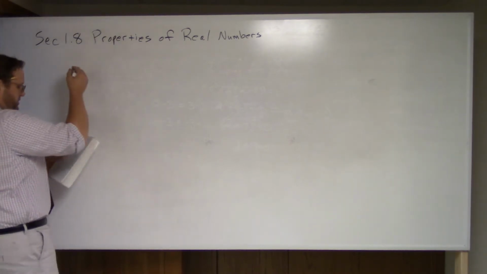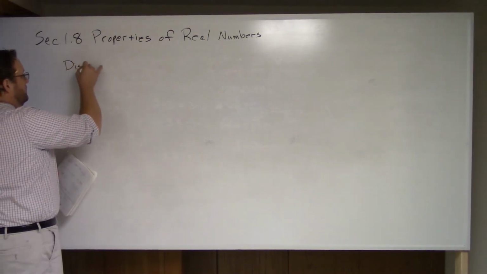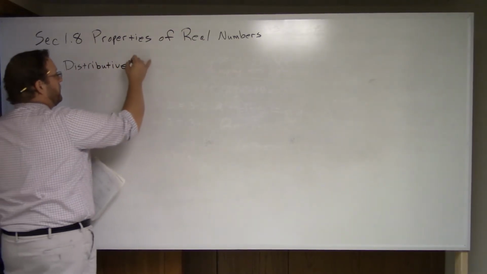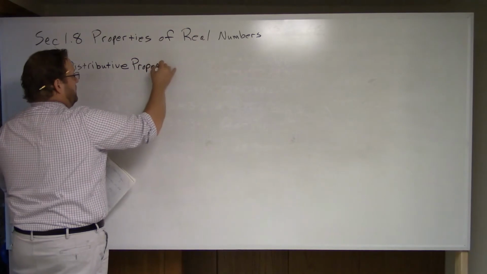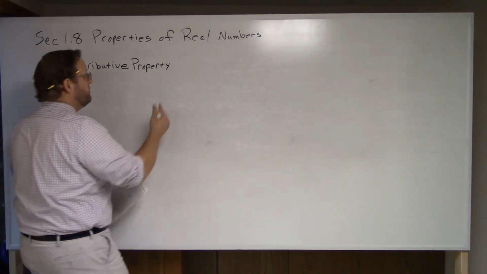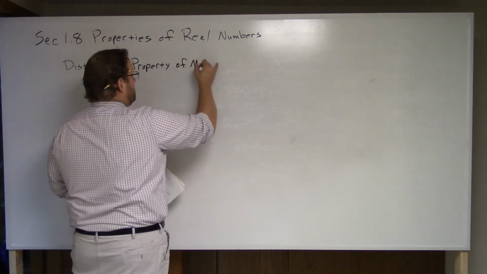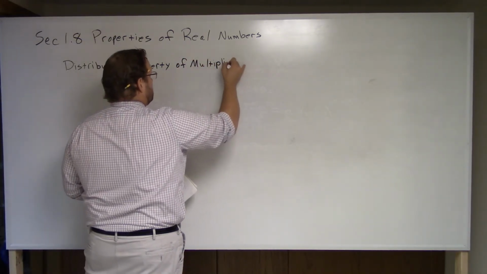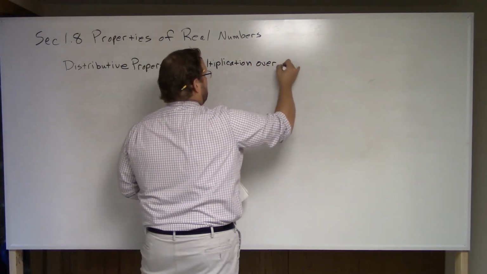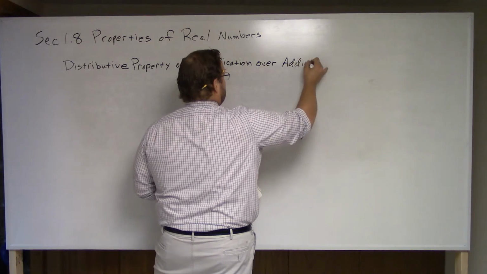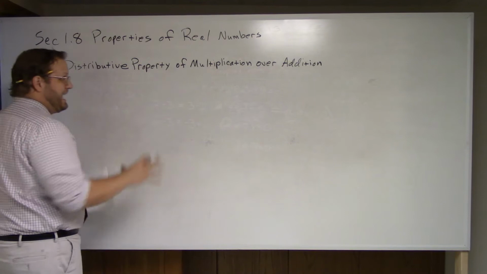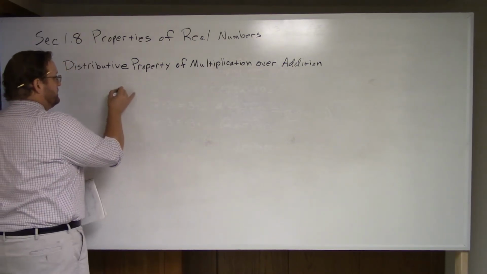Okay, this next one is called the distributive property. Now, usually that's what we say, distributive property. However, the full name is distributive property of multiplication over addition. Okay? The general layout of what this looks like is when we have something like this.